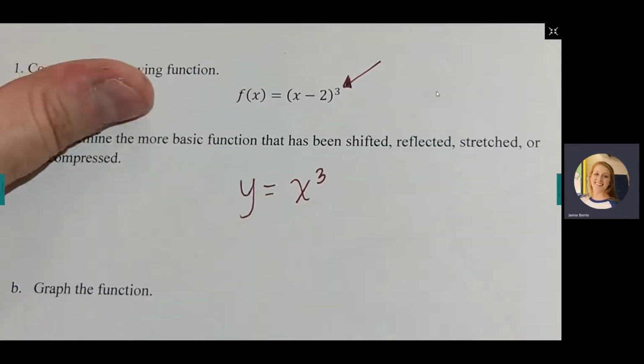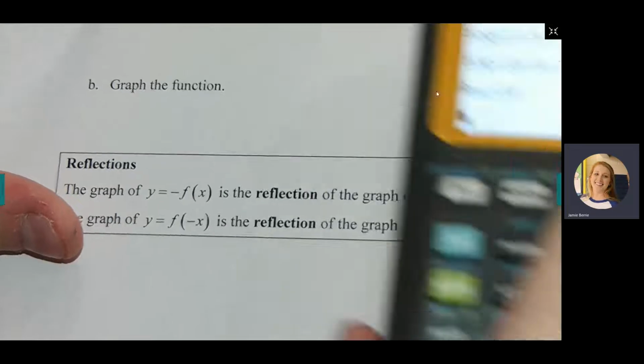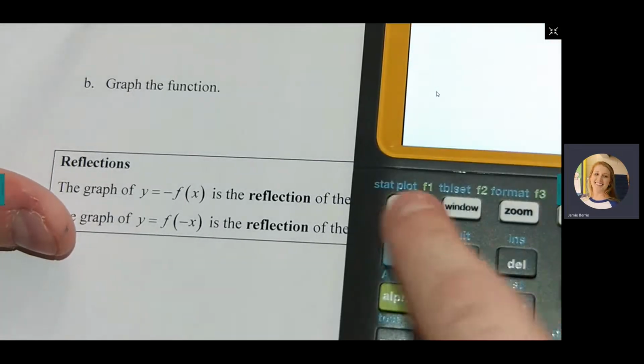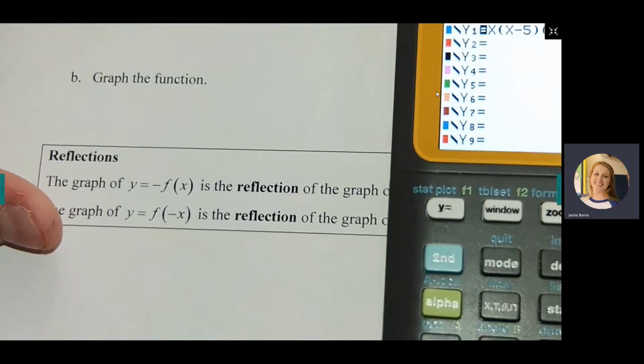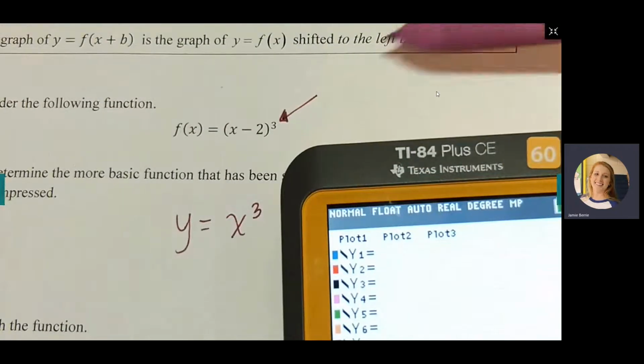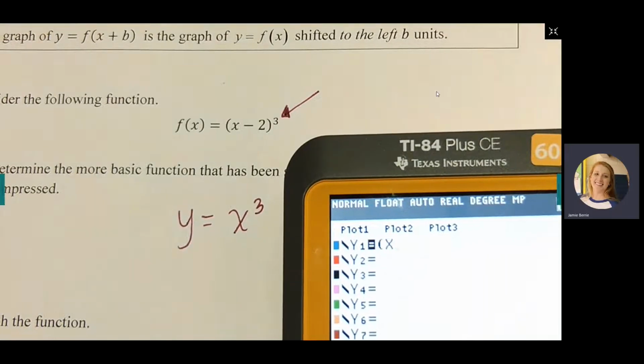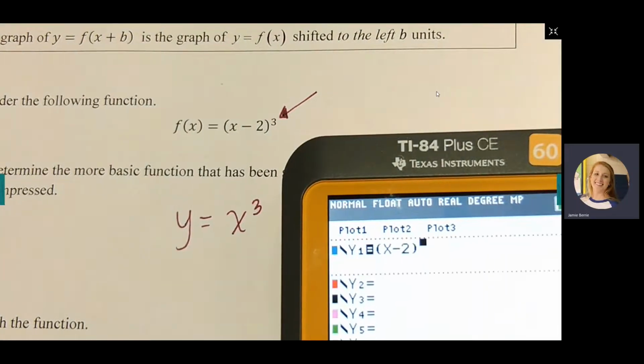If you don't have a graphing calculator with you, I did bring some today. If you want to grab one. And then I'm going to go to my y equals screen, and I'm going to graph this function up here at the top, f of x, (x minus 2) cubed. I'm going to be really careful, make sure I put parentheses everywhere they have parentheses.